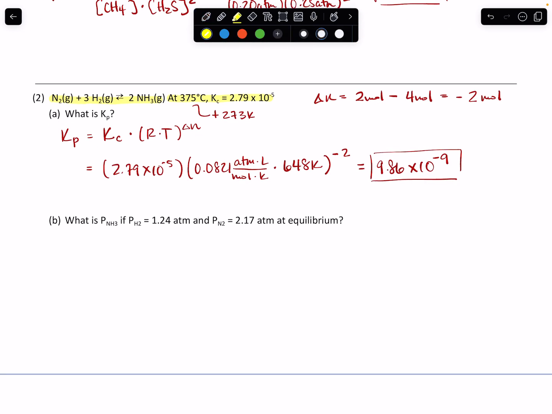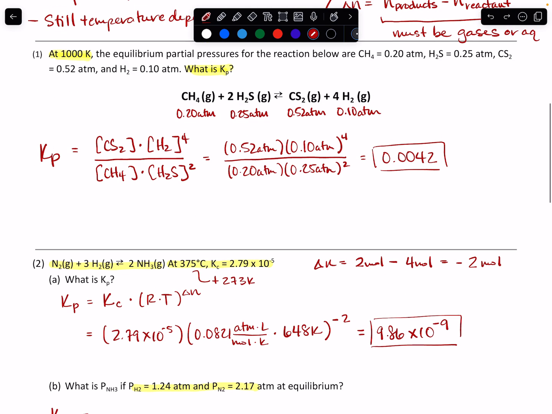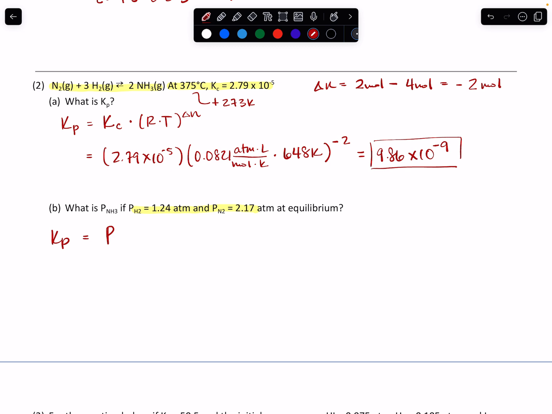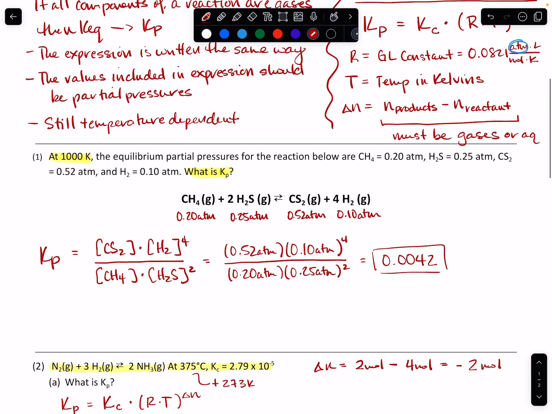Part B. What is the partial pressure of ammonia if the partial pressures of H2 and N2 are as shown? So now we're going to use that Kp value and solve for one of our components in the reaction. So we write our Kp expression for this reaction. Oh, I realized I did something wrong up there. You should be writing this as partial pressure of NH3, and that's going to need to be squared, divided by the partial pressure of N2 times the partial pressure of H2 cubed. Let me fix this.